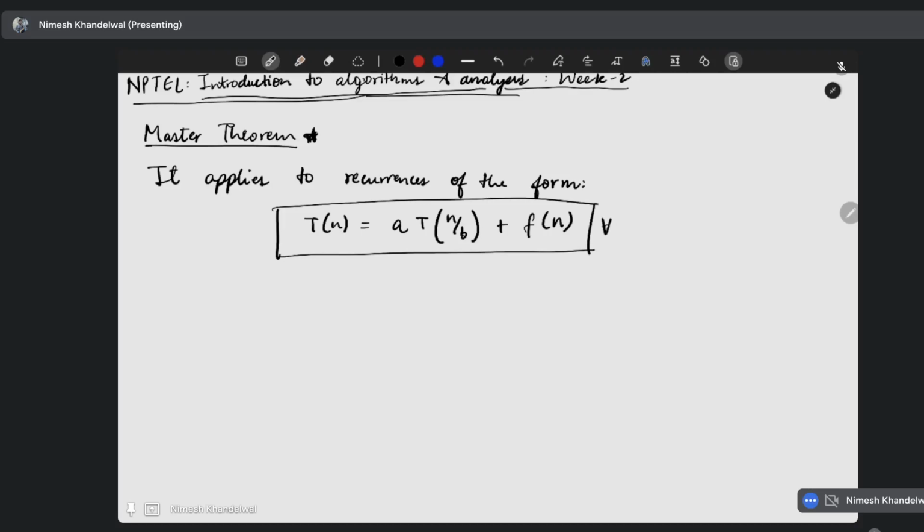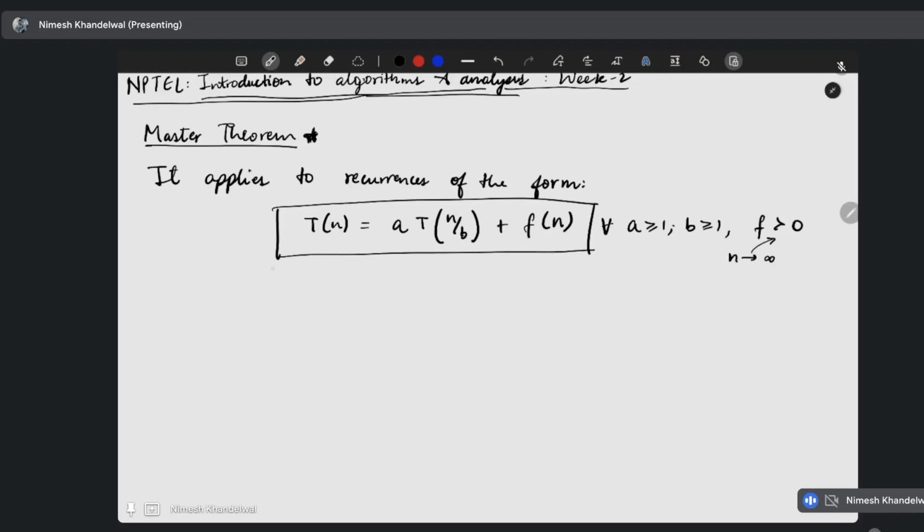And here a is greater than or equal to 1, b is greater than 1, and f is asymptotically positive, right? So whatever happens in the limit of n tending to infinity, f remains positive. These are the only requirements.